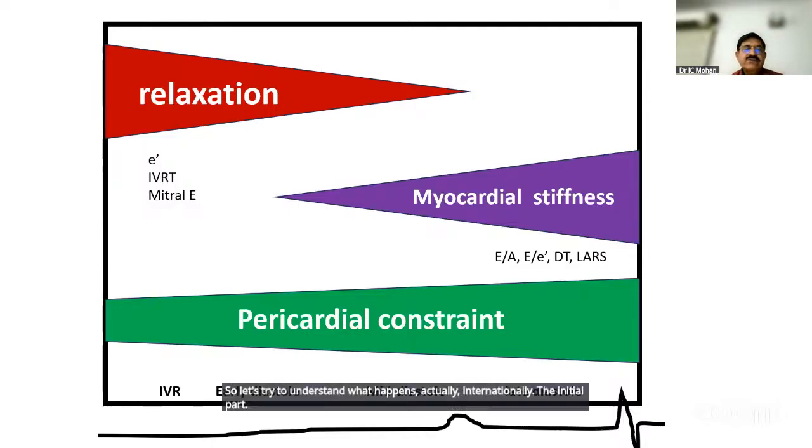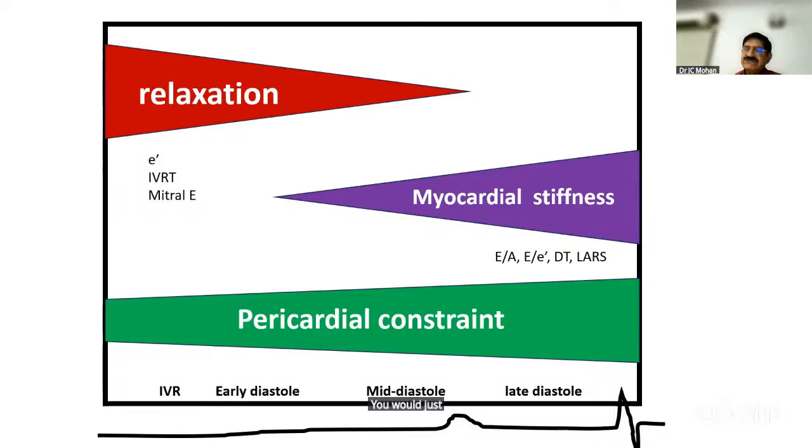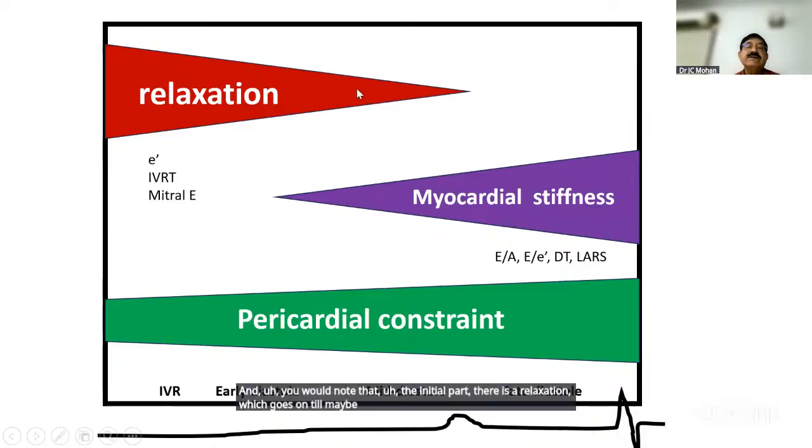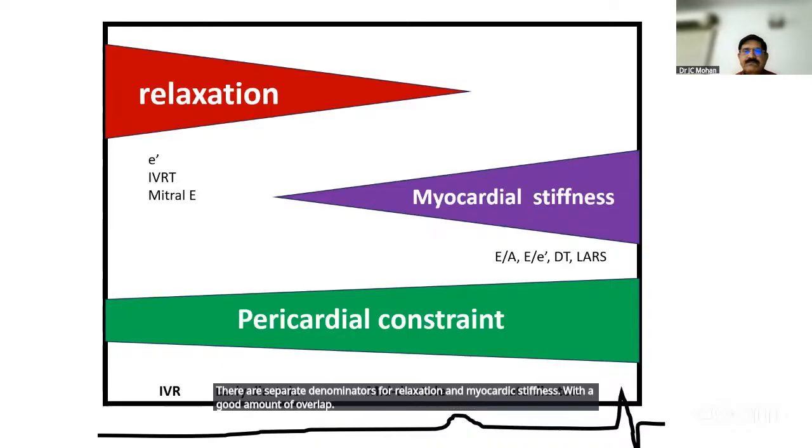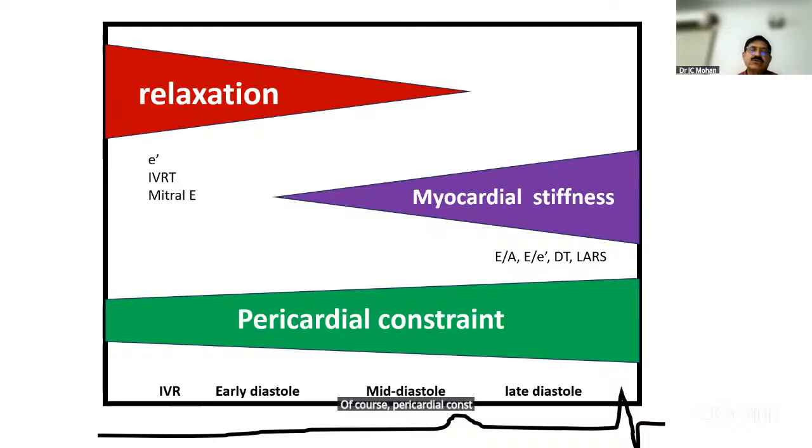The initial part, you would just correlate with the ECG shown at the bottom, and you would note that in the initial part there is a relaxation which goes on till maybe mid-diastole, but it decreases. And in mid-diastole to later part of diastole, you would see that the myocardial stiffness increases because of viscoelastic forces. And the two phenomena together essentially define diastolic function or diastolic dysfunction. There are separate denominators for relaxation and myocardial stiffness with a good amount of overlap. Of course, pericardial constraint also plays a role throughout diastole.